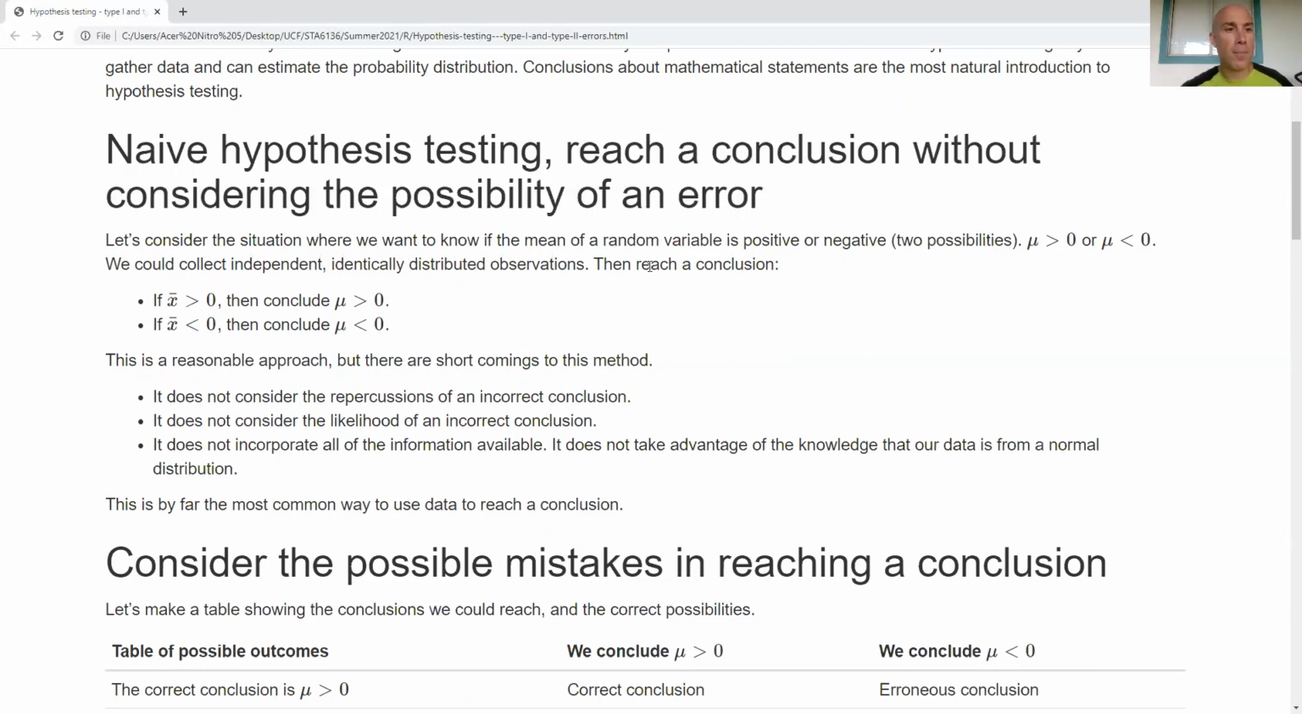and we're not going to analyze anything in terms of risk. All right, so let's say that we want to know if the population average of a random variable is positive or negative. So two possibilities, positive or negative. Ignore the possibility of zero just for the moment. We'll get to that later in the video. We've got two possibilities. Either the average is greater than zero or the average is less than zero. One of two choices.